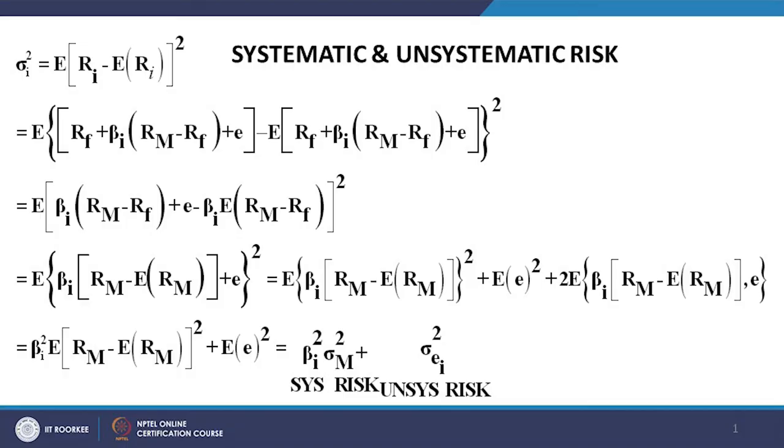So, this derivation of systematic and unsystematic risk is absolutely parallel to the corresponding derivation that we also touched upon right at the beginning of the prior lecture. So, I will not spend time on it. The net result is that beta i square sigma m square gives you the systematic risk and sigma e i square gives you the unsystematic risk. Absolutely similar expression to what we have for the single index model.